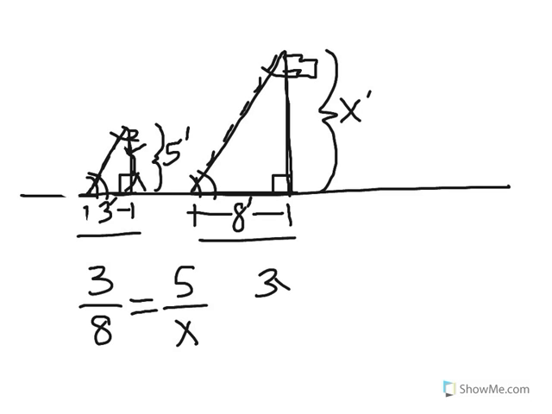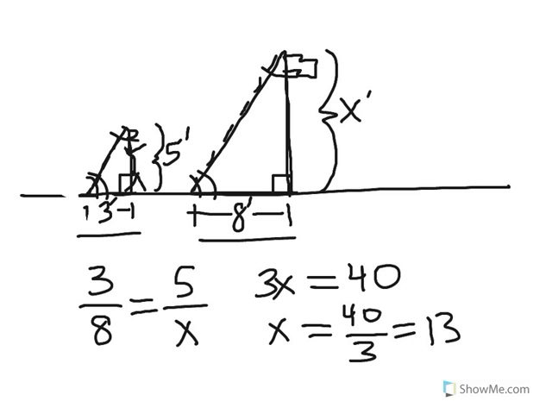Take 3 times x. We know that has to be equal to 8 times 5, which is 40. Divide both sides by 3, and x is 40 thirds. 40 divided by 3 is 13 and 1/3. So the height of our flagpole is 13 feet 4 inches. And that's how you can discover that without actually doing the measurement, as long as it's a sunny day.